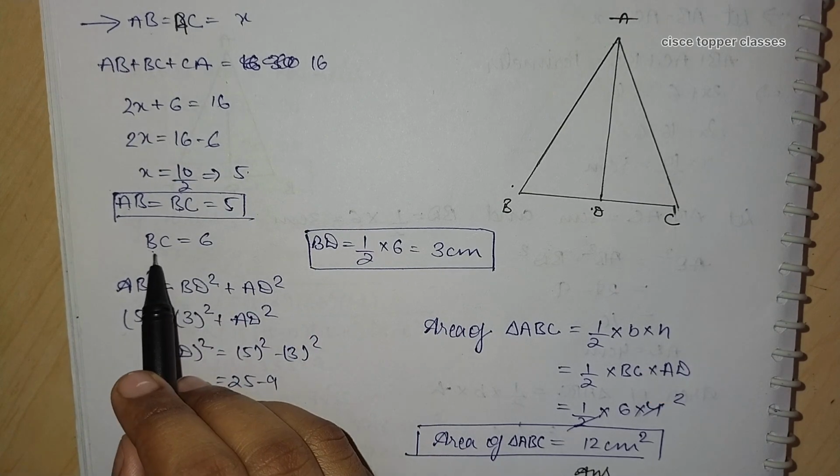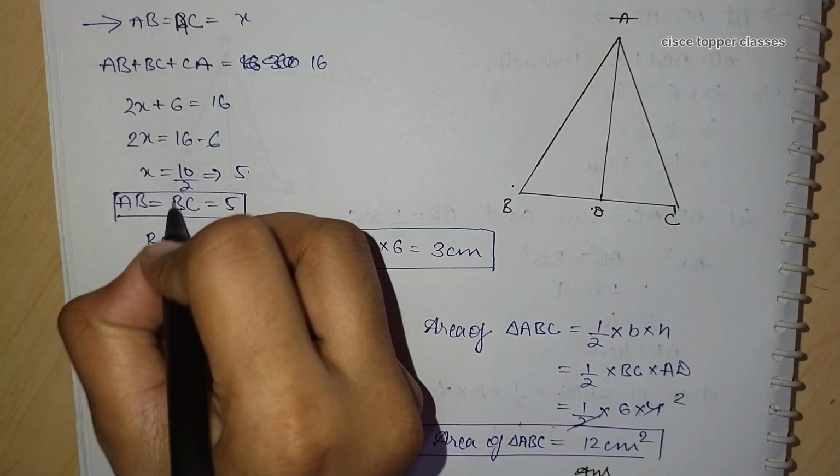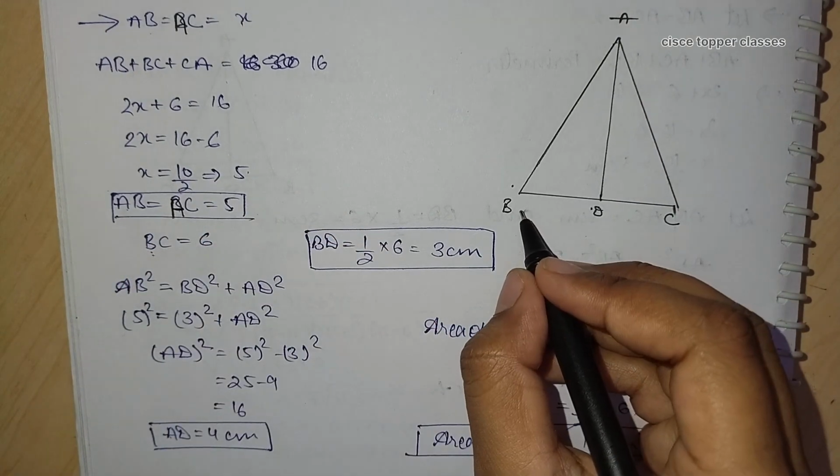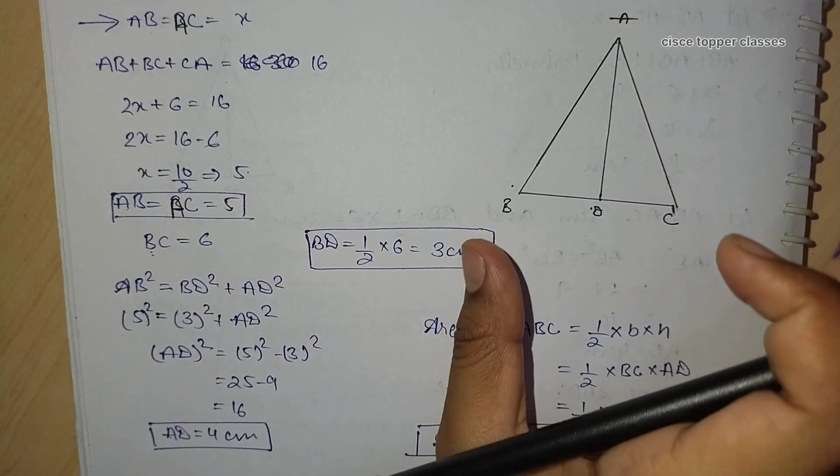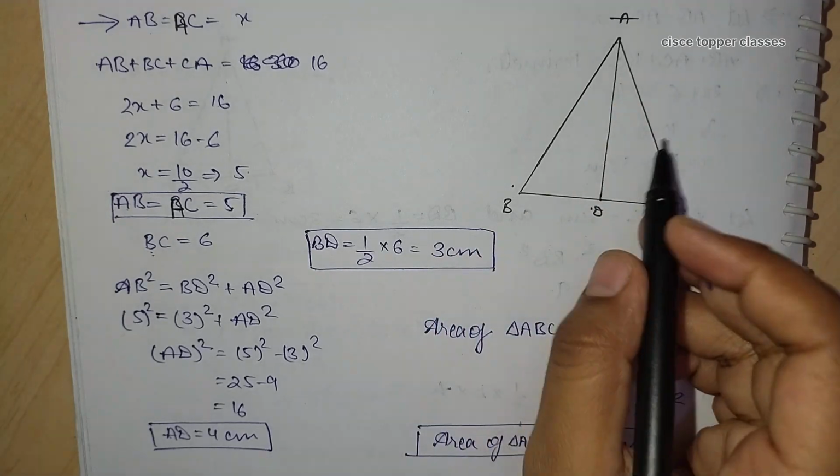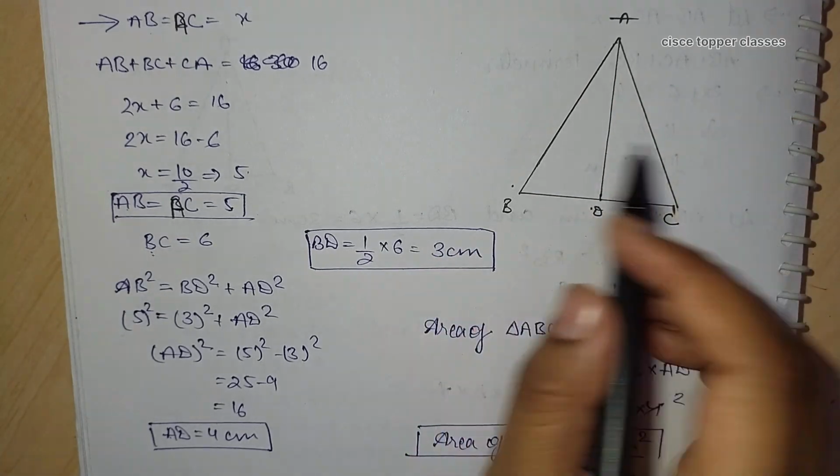Now this BC, this is AC here, and we know that this BC is not equal, means the alternate side here, and it is not the same side.